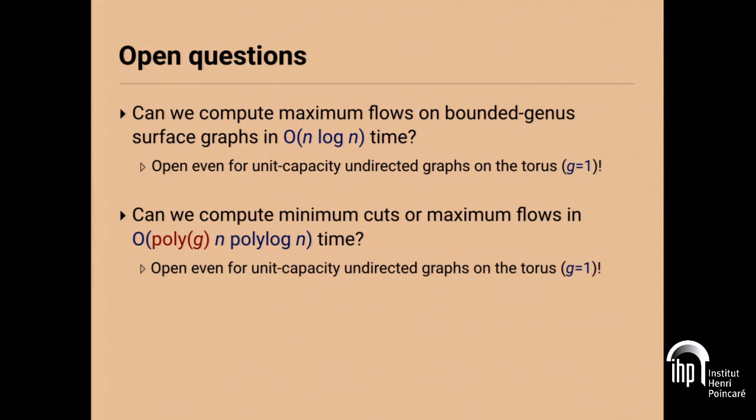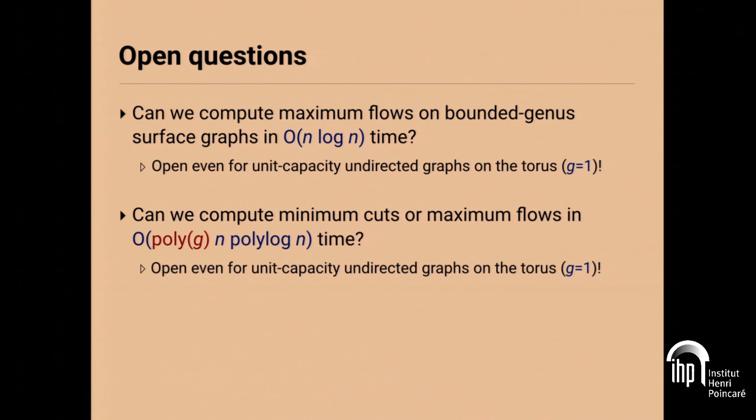Well, okay, this is the same problem. I don't know why it's on there twice. Even if we have like polynomial dependence. Oh, right, n log n time when the genus is a fixed constant. Even better, we'd like the dependence on the genus to be polynomial.